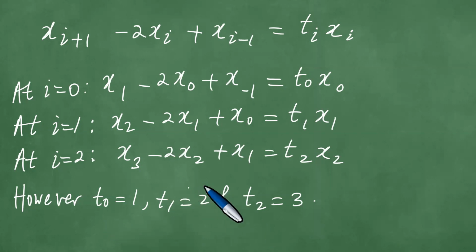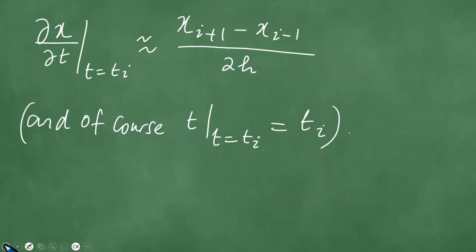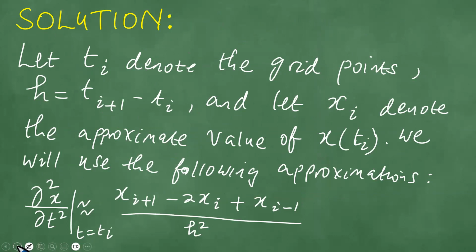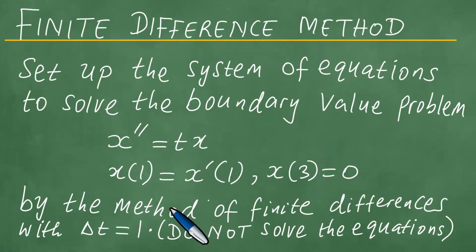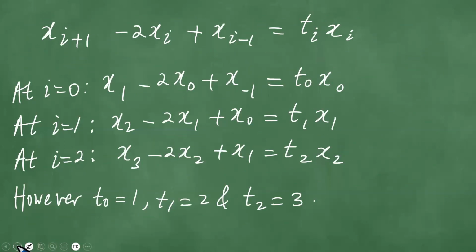But what else do we know? There's more that we know from the boundary conditions, in particular. We need to explore them a little bit and look at their significance. If you look at this one, x of 1 equals x primed of 1, and x of 3 equals 0. We analyze them and we use them to simplify these equations here.